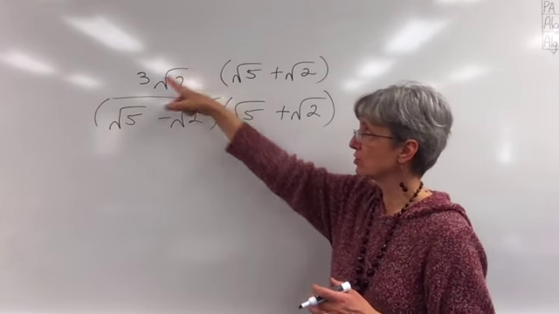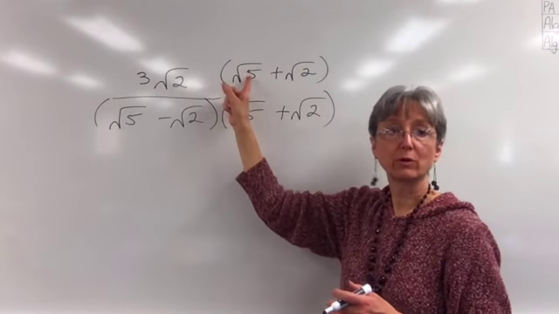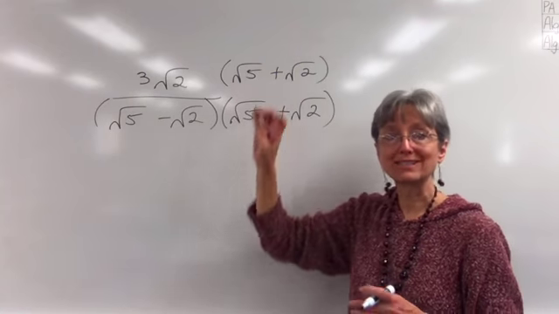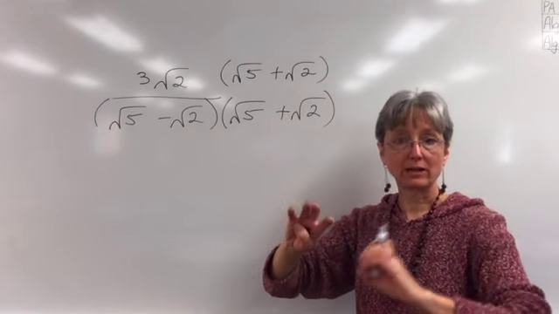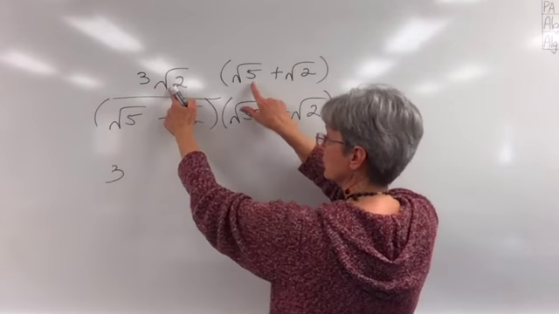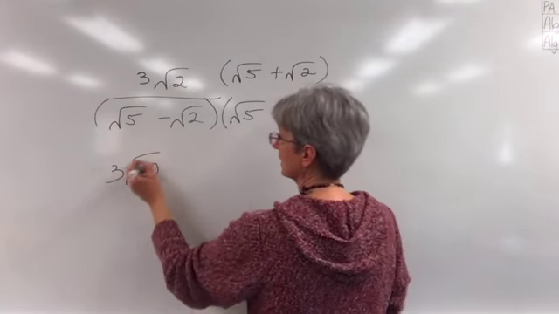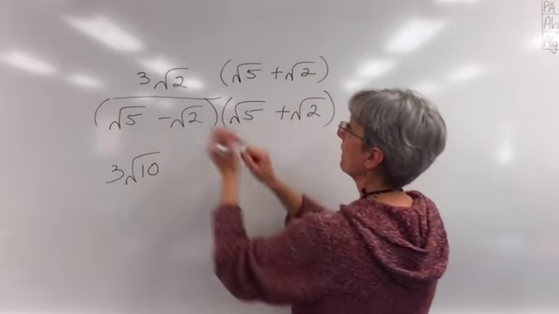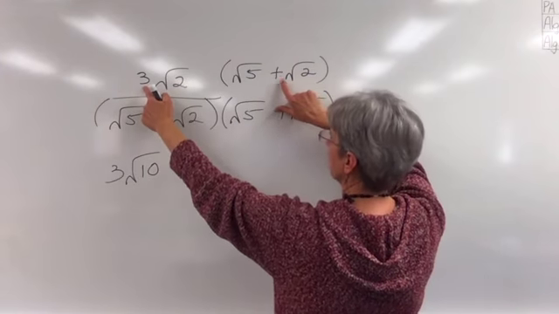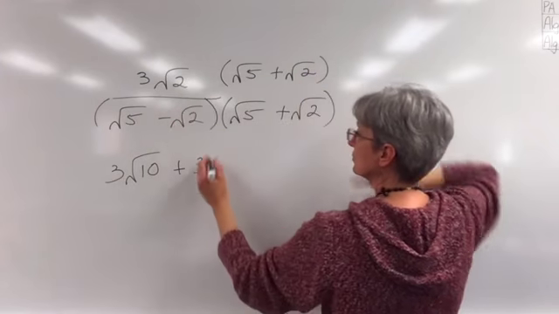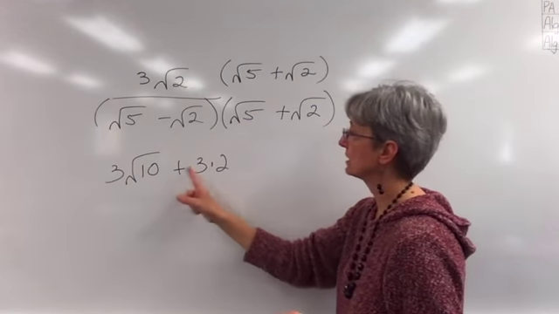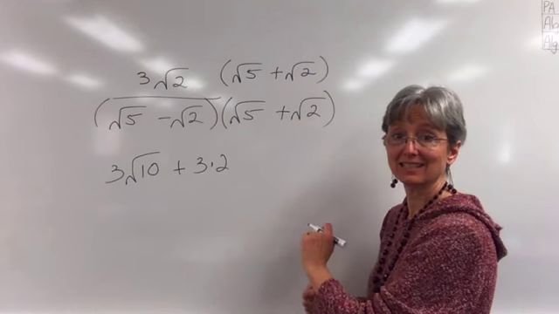So we are going to distribute 3 square root of 2 into both of these terms. So 3 square root of 2 times square root of 5. Remember, it's number times number, radical times radical. So 3 times 1 is 3, and the square root of 2 times the square root of 5 is square root of 10. So that's 3 square root of 10. This is a positive 3. 3 times 1, square root of 2 times square root of 2 is 2. So this ends up being 3 square root of 10 plus 6.